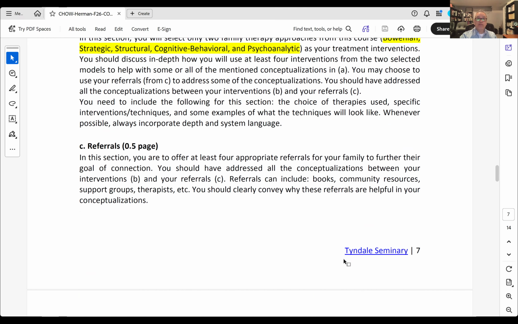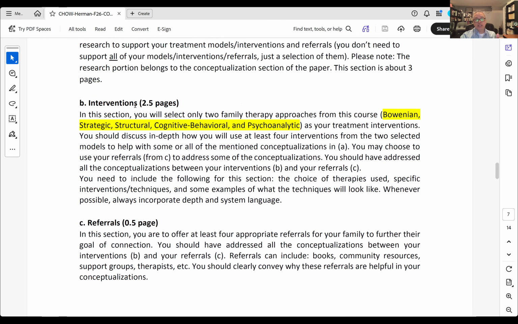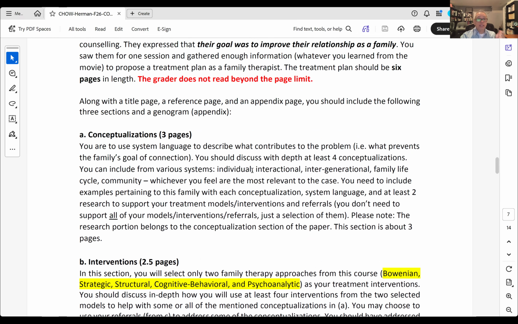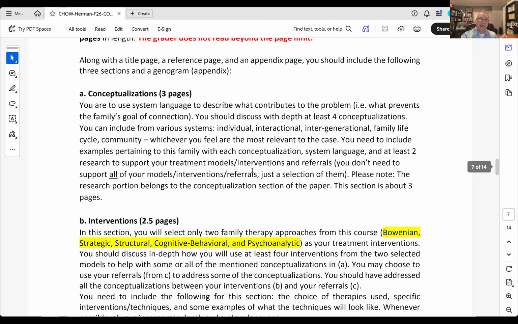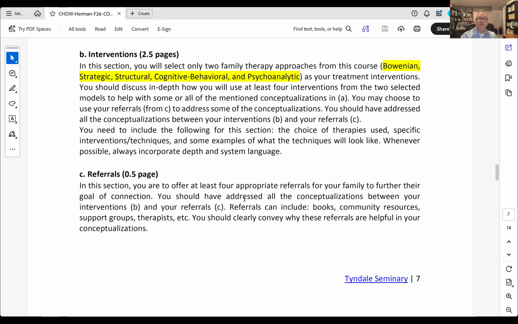The last section is the referrals section. By the way, I forgot to mention the intervention section is about 2.5 pages long. Okay. The conceptualization is 3 pages long. Interventions are 2.5 pages long. The last section is your referrals section. It's only about half a page. It's not very long. So in this section, I'd like you to offer at least 4 appropriate referrals for this family, right? To further their goals of connection.